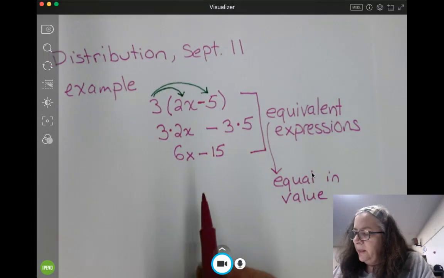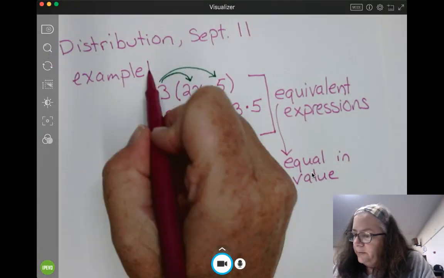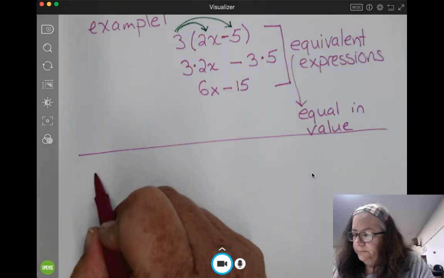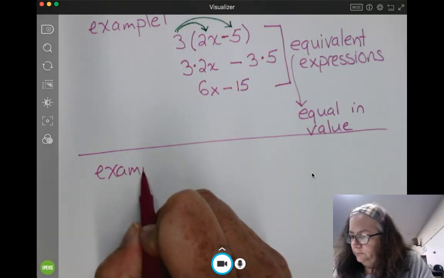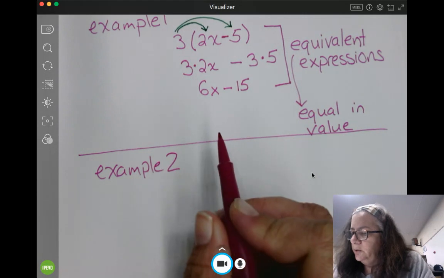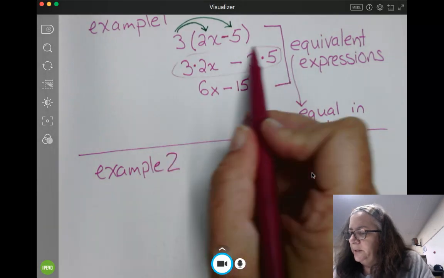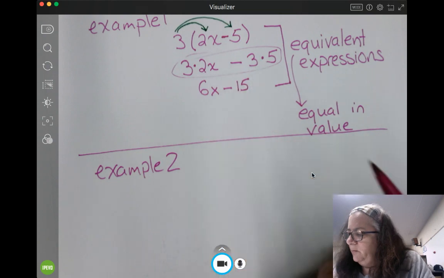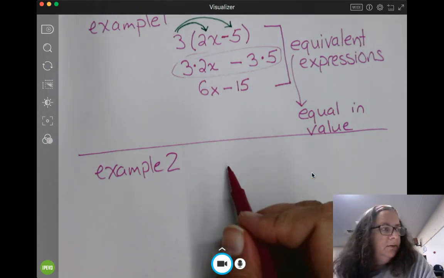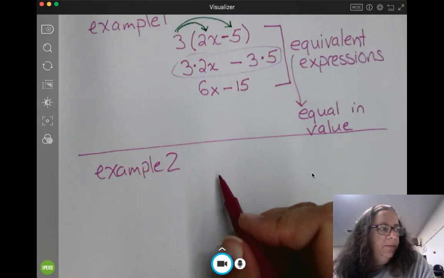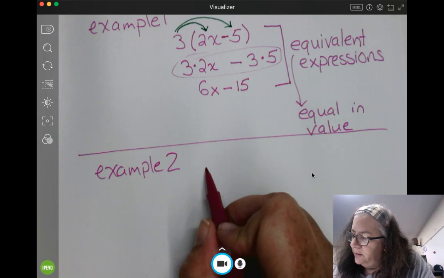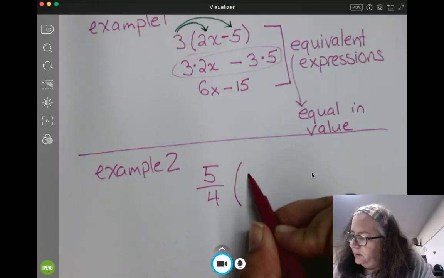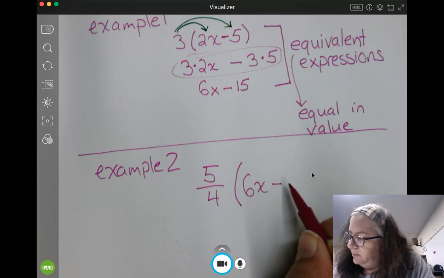Okay, now let's do example. That was example 1. Let's do example 2. And what I'm going to show you here is that most people skip this step. It's a good step to see how distribution works, but we don't usually write it. So let's do another one. Let's see if we're brave enough to do a fraction. 5 over 4 times 6x minus 2.